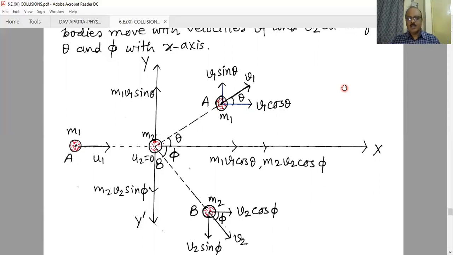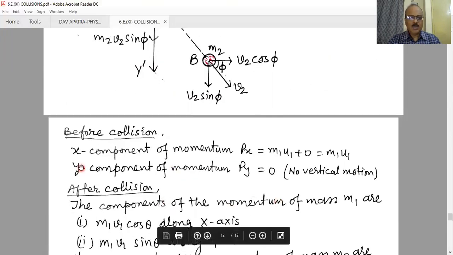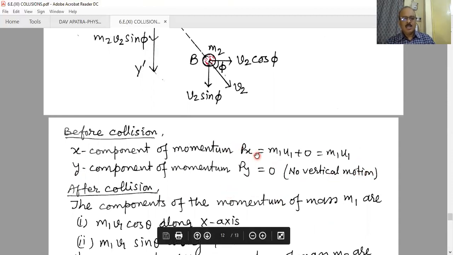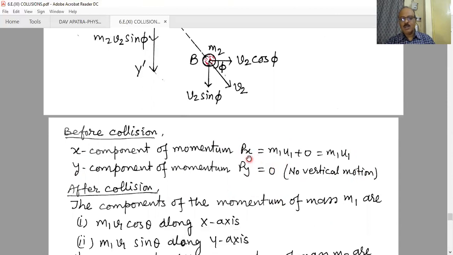That means we have to consider the total component along the x-axis before and after, and along the y-axis before and after. Since there is no velocity component along the y-axis, there was no linear momentum along the y-axis before the collision. Therefore the x component of momentum, px, is m1 u1 plus 0, that is m1 u1, and the y component, py, is 0, no vertical component. These are the initial momenta before the collision.